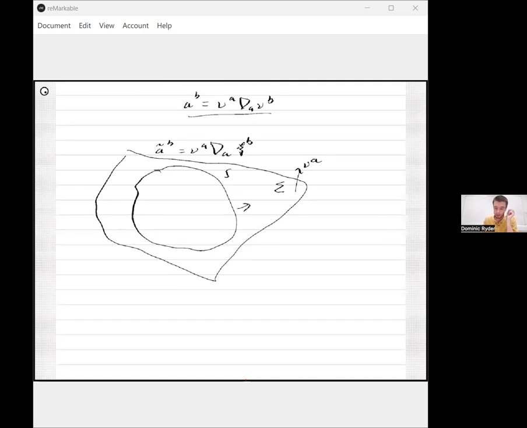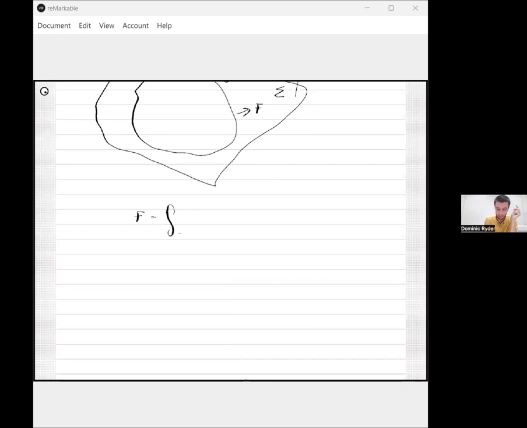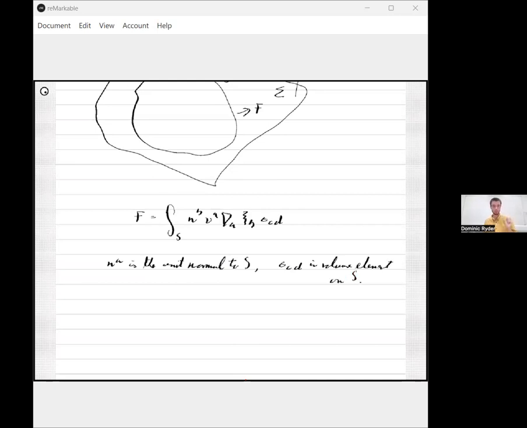Then the force required to keep this entire unit mass density shell on a stationary orbit is just the integral of tilde AB normal to the surface S over the surface S. So that's going to be F equals the integral over S of N^B V^A nabla_A xi_B epsilon_CD, where N^A is the unit normal to S, and epsilon_CD is the volume element on S.